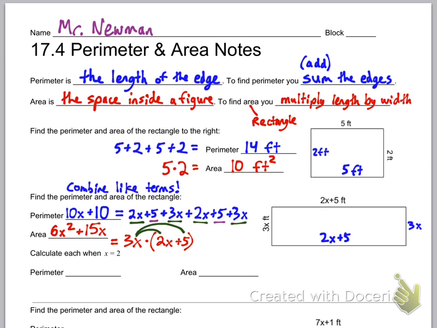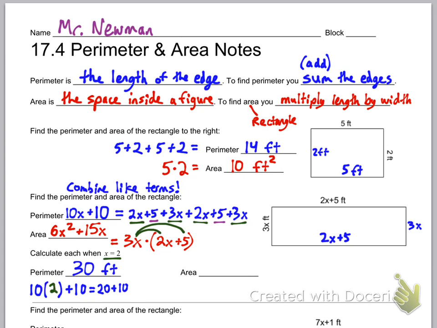Next, it asks us to calculate each when x equals 2. In other words, what's the perimeter when x equals 2? Well, to calculate that, we're going to plug in 2 for x. So I wrote down my perimeter, 10x plus 10, but instead of putting x, I put a parentheses to set up plugging in the 2. Let's plug in the 2 there, and when you do that, you get 20 plus 10, also known as 30 feet.